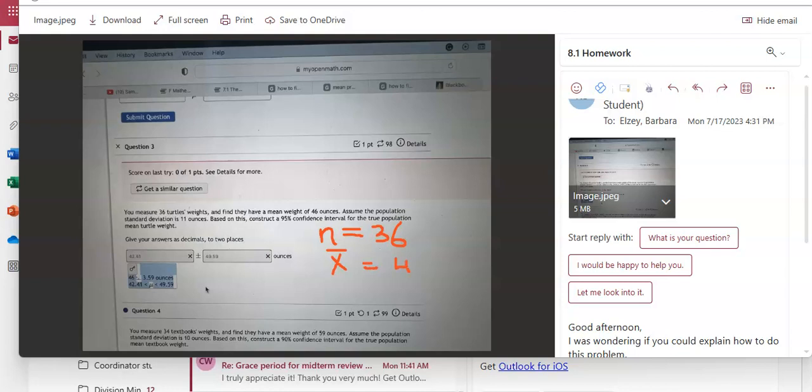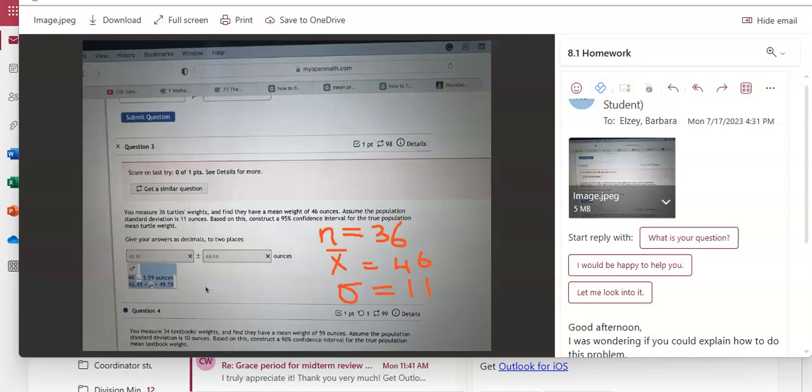So notice the plus and minuses here, and we'll talk about this in a second. Let's go ahead and, okay, so the population standard deviation is 11 ounces. So sigma, the population standard deviation, is 11, and we want to construct a 95% confidence interval.